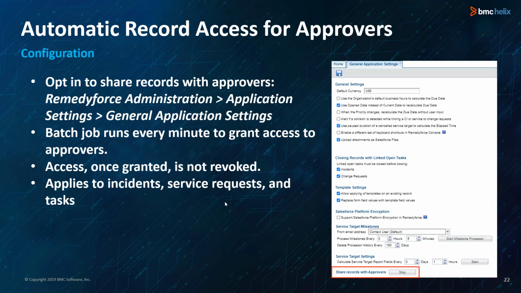Admins can opt in to automatically share record access with approvers. This is done through a batch process. It should be noted that once an approver is granted access to a record, it is not revoked even if the record is later reassigned to someone else for approval. Automatic record access applies to incidents, service requests, and tasks.